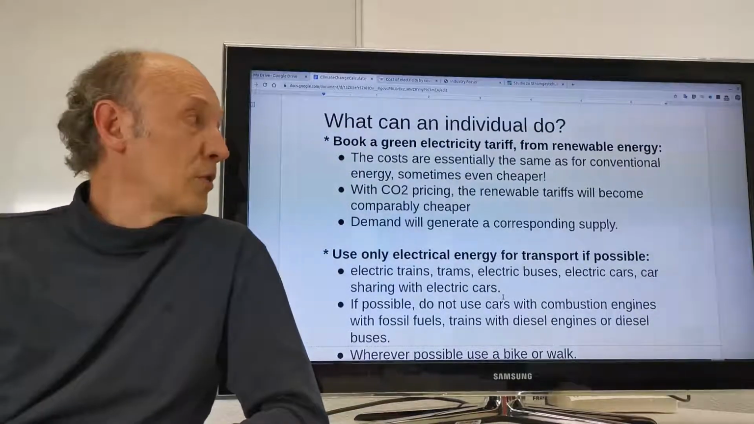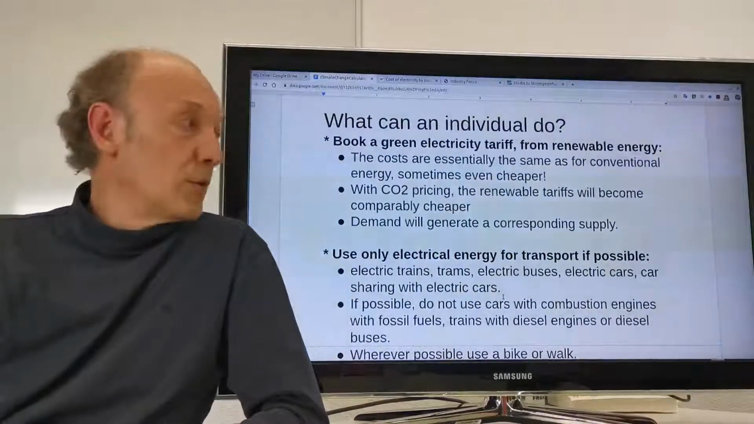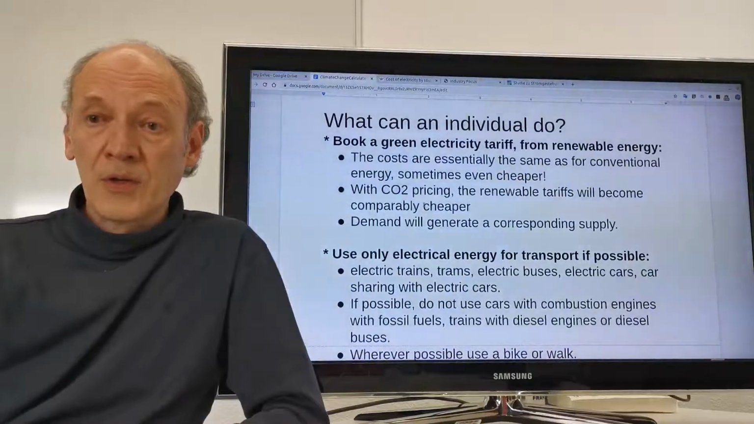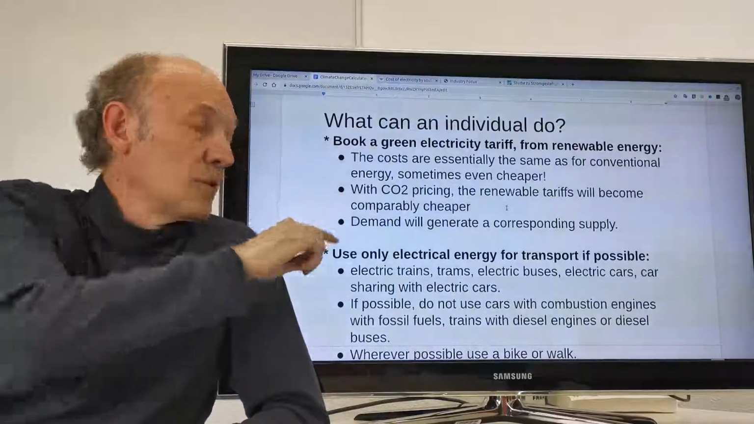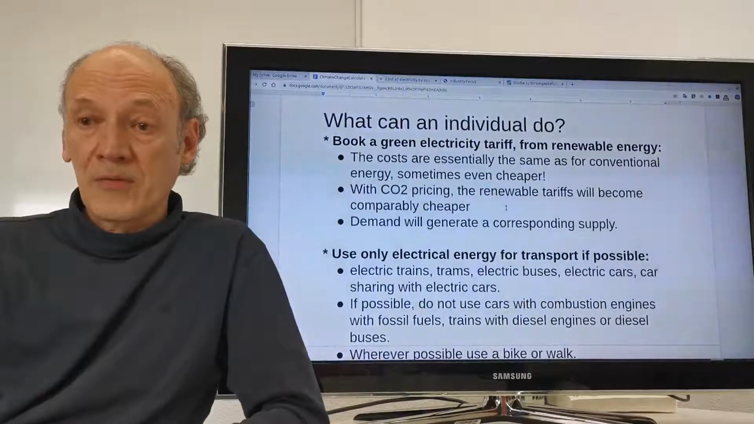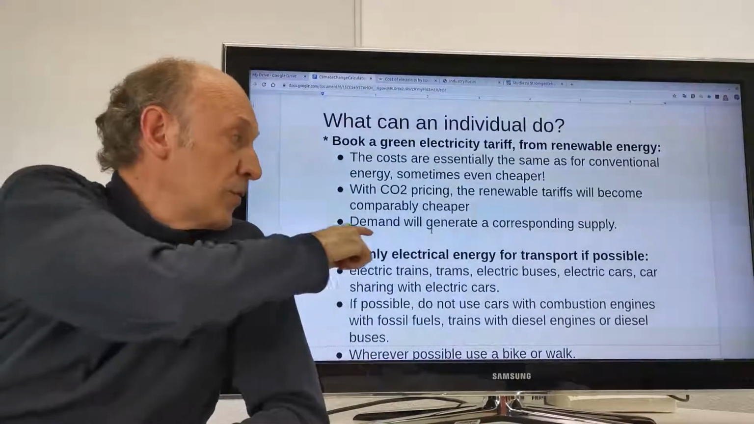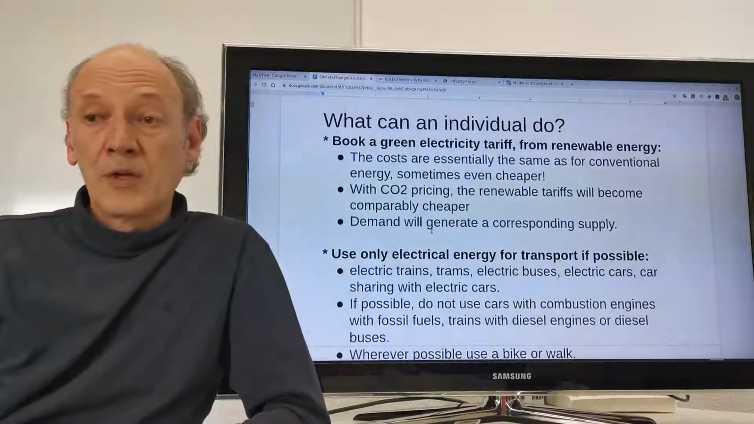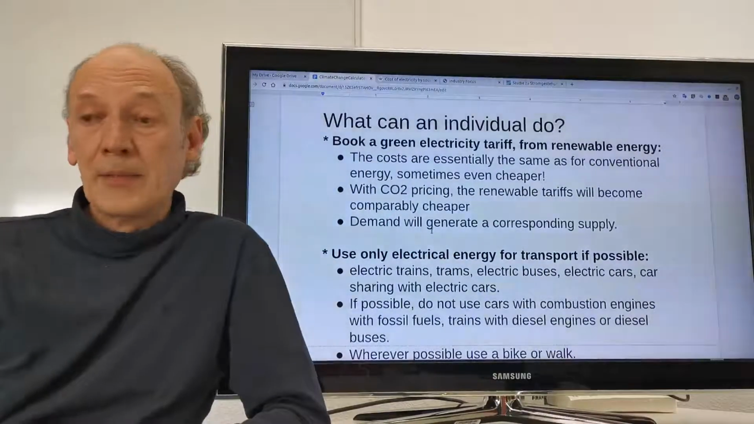So also economically, it makes sense to switch to renewables, not just for the environment. And in the future, when we have more CO2 pricing, the difference will become even bigger, right? Then in comparison, the renewable tariffs will become comparably even cheaper. And this also has the advantage that the demand for renewable energy will generate a corresponding supply. So energy companies will have an incentive to build more renewable plants.